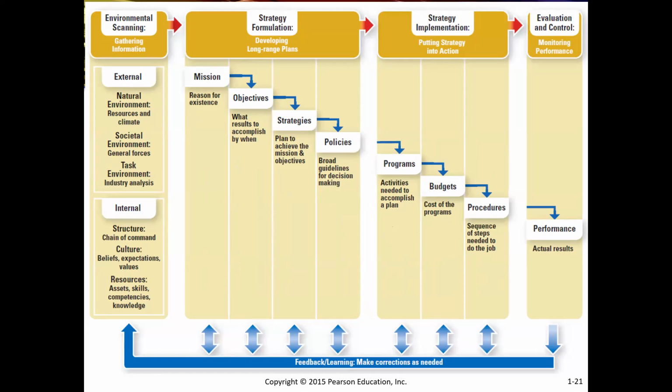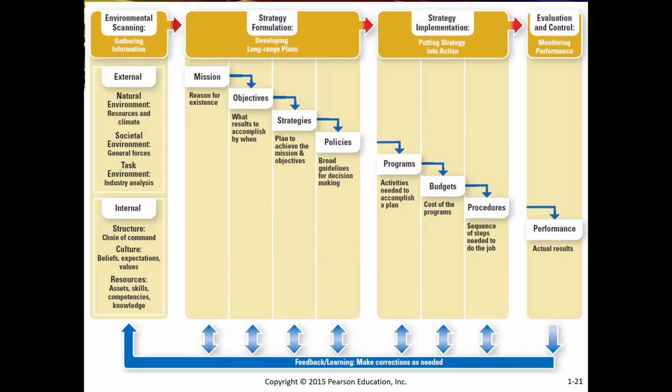So here we have the four stages that we just saw in the previous slide: environmental scanning, strategy formulation, strategy implementation, and evaluation and control. Yes, and we have the detail. When you are doing the environmental scanning process, you can do it in two dimensions: the external dimension and the internal dimension.